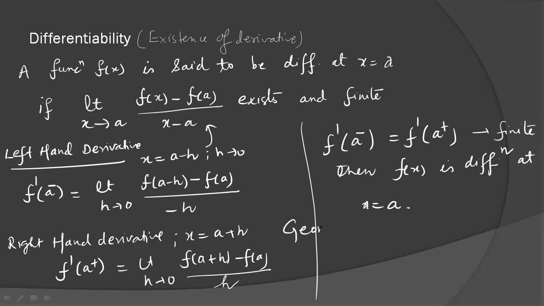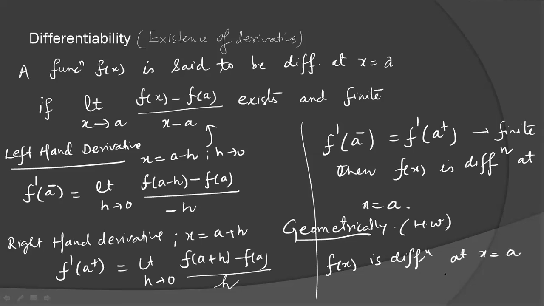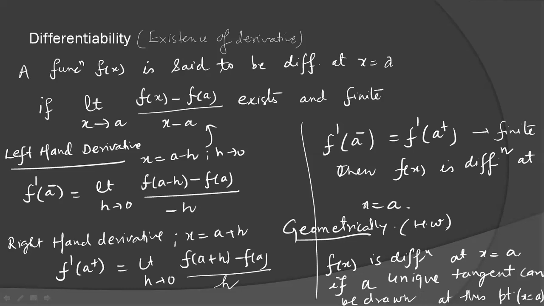What is the meaning of derivative geometrically? I'm giving you this as homework. Geometrically, f(x) is differentiable at x equal to a if a unique tangent can be drawn at this point x equal to a.